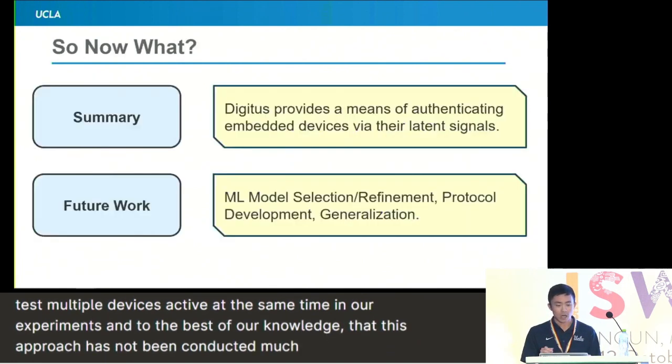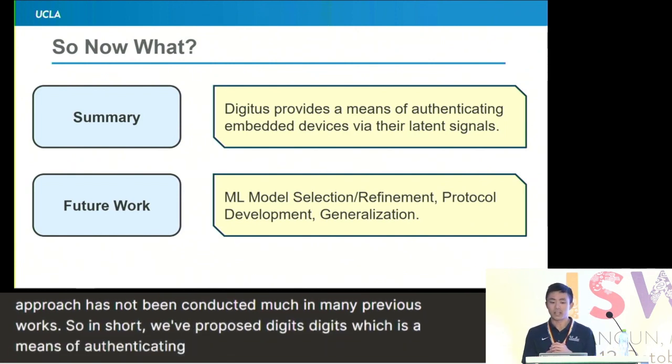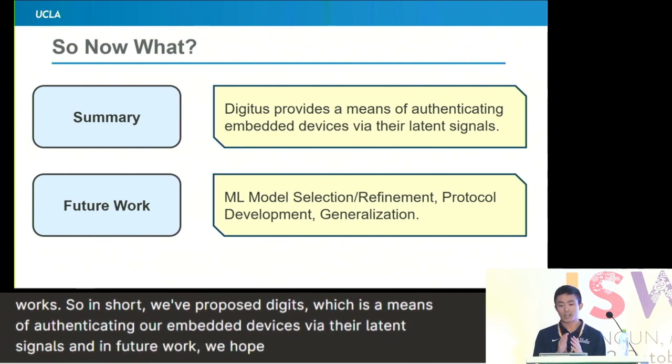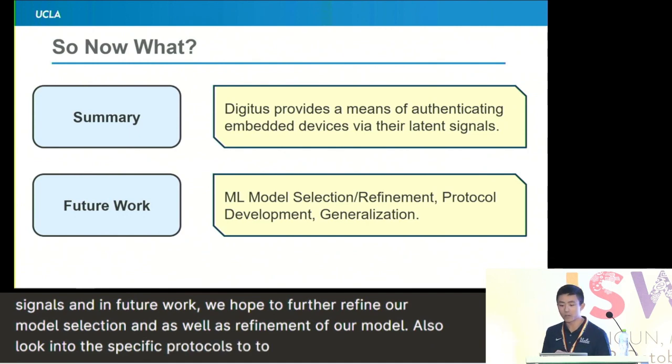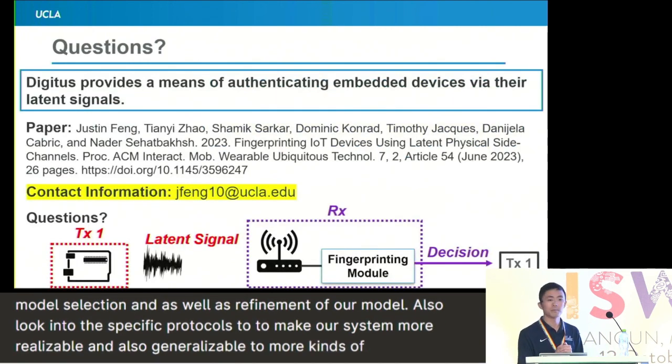So in short, we propose Digitus, which is a means of authenticating our embedded devices via their latent signals. In future work, we hope to further refine our model selection as well as the model itself. We will also look into specific protocols to make our system more realizable and generalizable to more kinds of devices. So thank you.